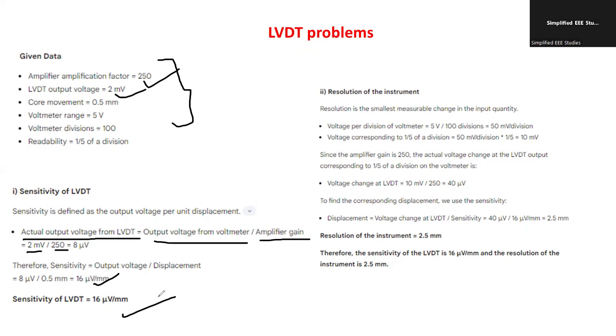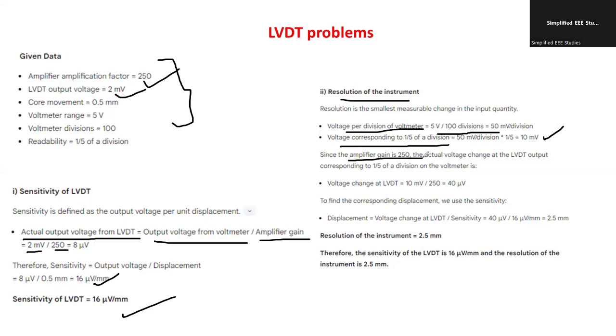Very simple. Direct division: if you take the ratio of output voltage to the amplifier gain, obviously you will get sensitivity. Later on, resolution is to be computed in terms of millimeter. First of all, the voltage per division of the voltmeter is to be calculated. 50 millivolt per division. Voltage corresponding to 1 by 5th division will be equal to 1 by 5 into 50 millivolt. That is 10 millivolt.